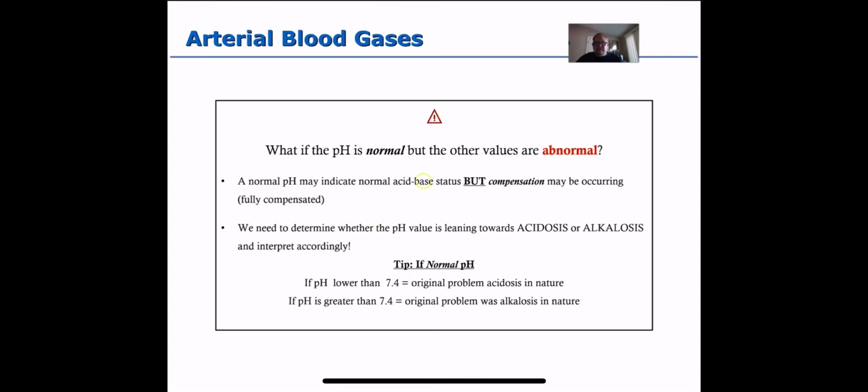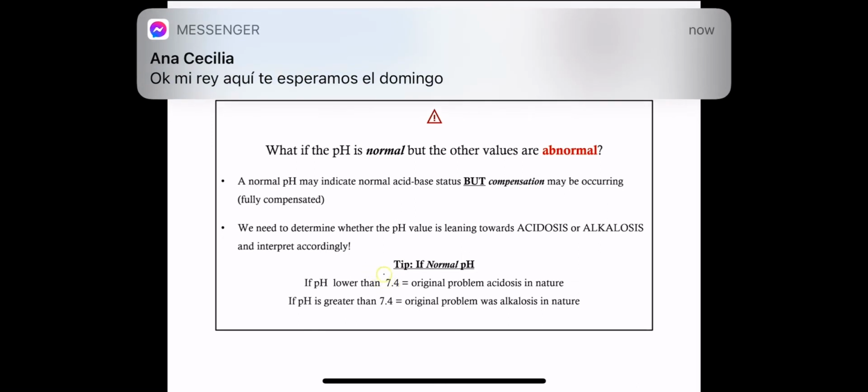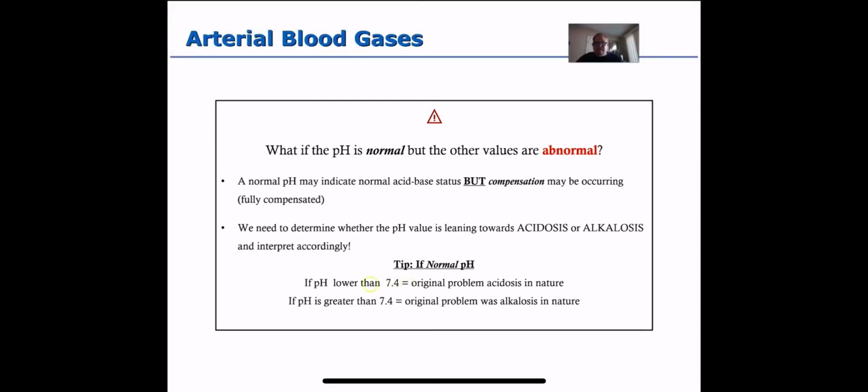So what if the pH is normal but the other values are abnormal? If you have a pH of 7.36 but your bicarb is out of range and your CO2 is out of range, then you're looking at a compensation. Your body is compensating for the acid-base imbalance. Remember, your body's always trying to figure out a way to make it work, and sometimes it does. If your pH is normal, look a little closer instead of just at 7.35 to 7.45. Remember, 7.4 is in the middle, so anything below 7.4 is trending acidotic, and anything above would be trending alkalotic.